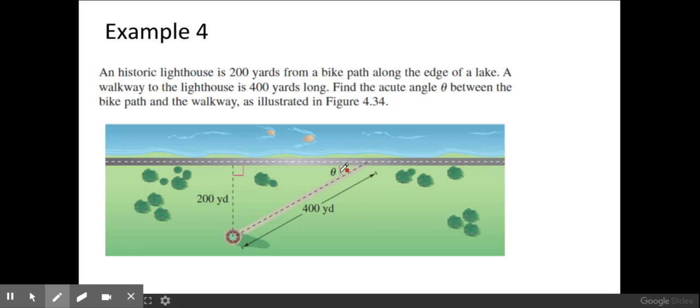So here I have an angle. I have this side, which is my hypotenuse. It's across from the 90 degree. And I have this side, which is opposite my angle. So I have opposite and hypotenuse. So when I set up my trig function, I'm going to use sine because if we think of SOHCAHTOA, sine goes with opposite over hypotenuse.